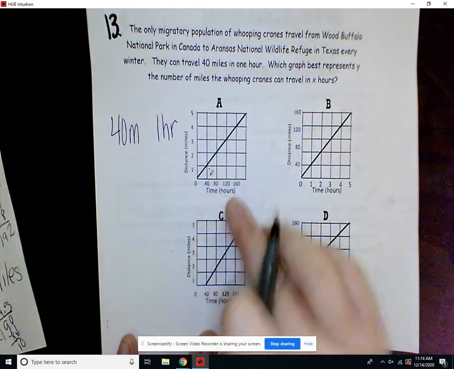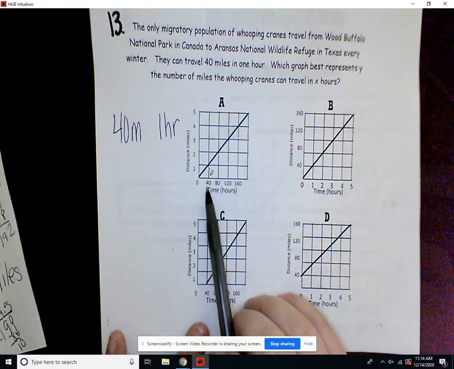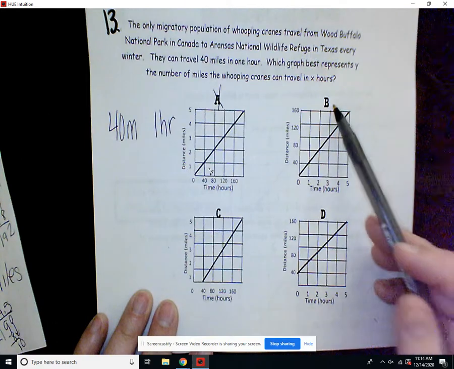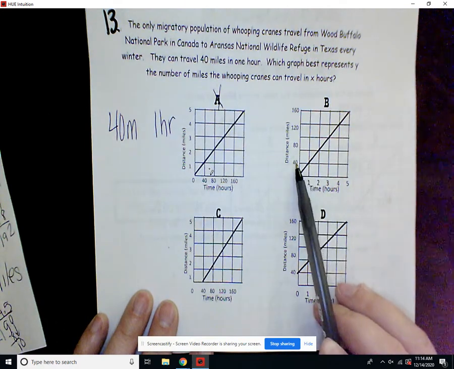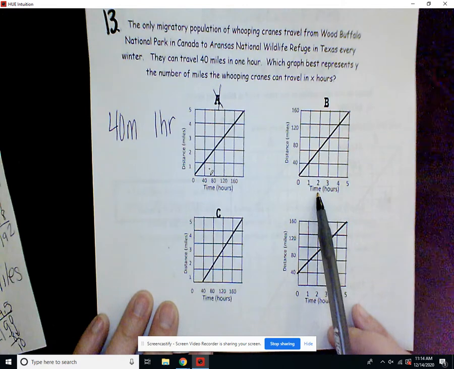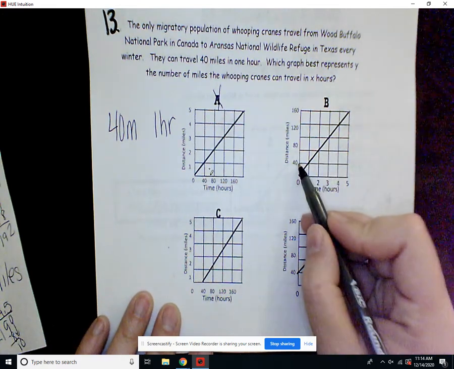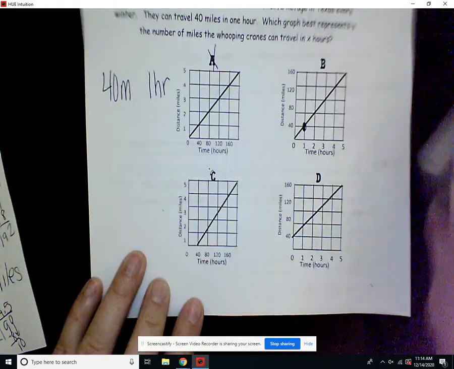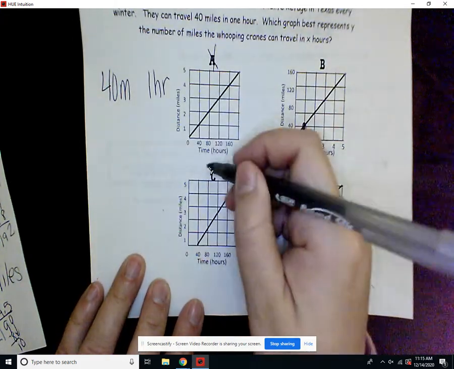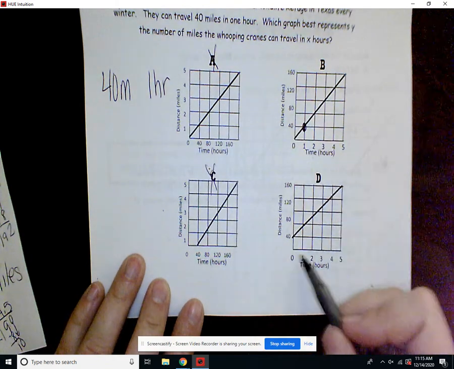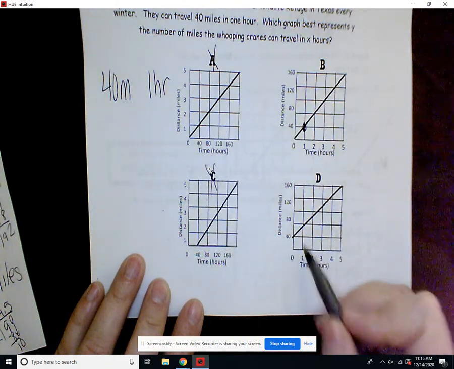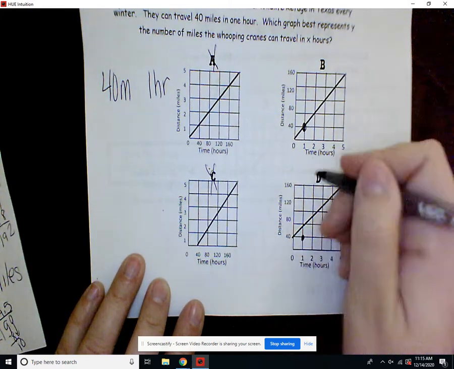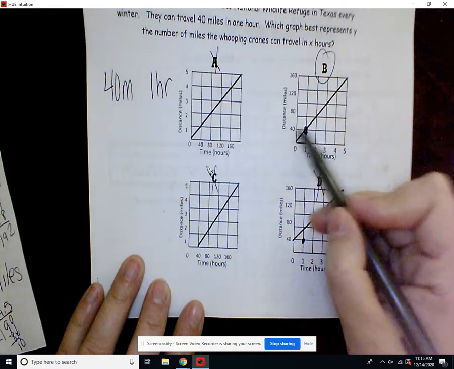So we've got to look at the units. So if you look down here, 40 is with time, and that's wrong. 40 is with miles. So look at B. So 40 is with miles, and we have time. Okay. 40 and 1 go together at 1 point. So this one works so far. So let's check the other ones. C, 40 is with time, so that's wrong. D, 40 is with miles, which is good. 1 is with time, but we want it to cross at 40 and 1, and it does not. So D is wrong. So the answer is B, because it crosses at 40 and 1.